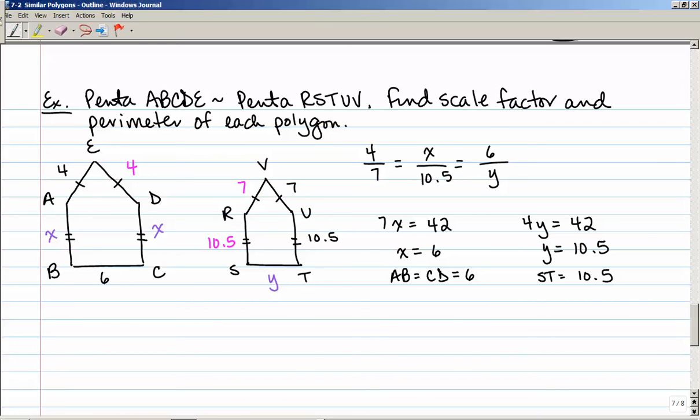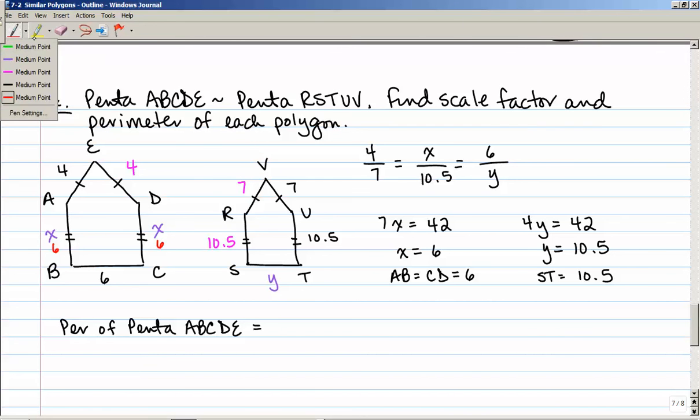So to find the perimeter of each polygon, so the perimeter of pentagon ABCDE, and what did we figure out 6 is? Or x is equal to 6, so this is a 6, and this is a 6. And let me go ahead and do the other one too. This was a 10.5. So it's going to be 4 plus 4 plus 6 plus 6 plus 6, or 26.